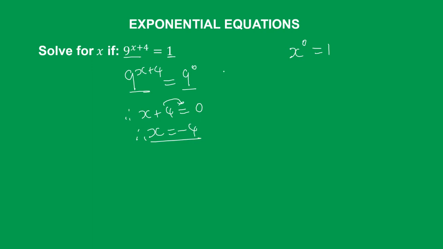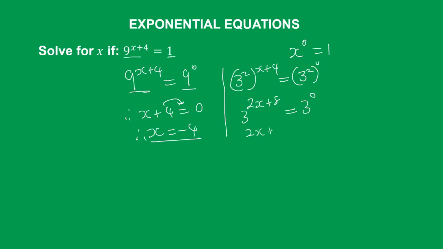Even if you convert these to their prime bases, you get the same answer. 9 is 3 squared. Then x plus 4 is equal to 3 squared to the power 0. 2 times 0 is 0. So we have 3 to the power 2x plus 8 is equal to 3 to the power 0. 2x plus 8 is equal to 0. Then 2x is equal to negative 8. Therefore, x is equal to negative 4.